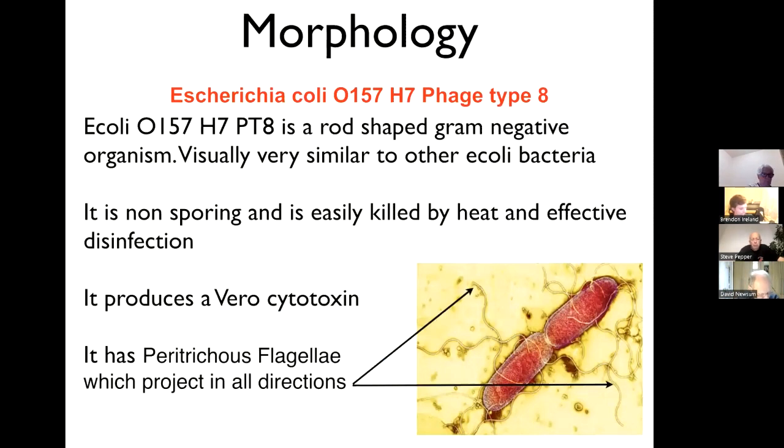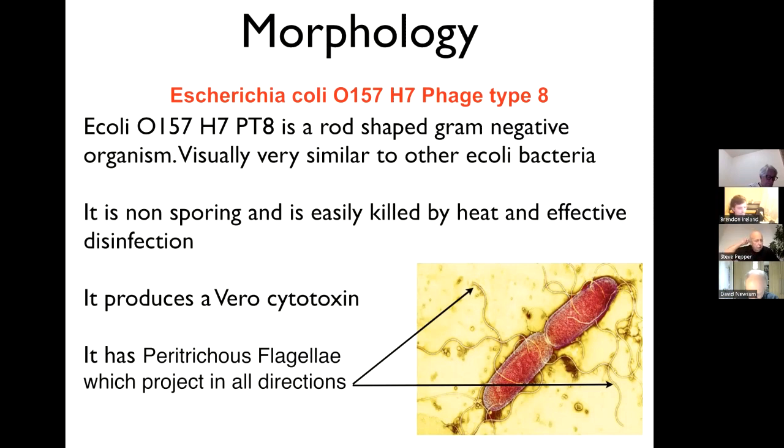Escherichia coli O157 H7 phage type 8. So it's a rod-shaped organism, gram-negative, visually very similar to other E. coli bacteria. As we said, there are coliforms, and there are various subtypes of E. coli. There are various ones that you've seen in newspapers. It's non-sporing, so it's easily killed by heat and effective disinfection.